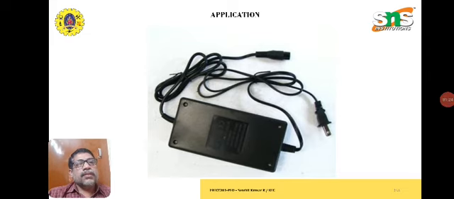The output is DC, which is given to an electronic load that operates on a DC supply, or the output is given to a DC motor where the speed can be changed with the help of a variable DC supply. Whereas the input may be a DC supply or an AC supply. An application, see here, is a charger where DC supply is required.